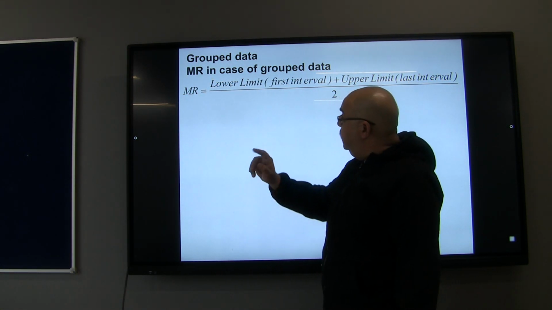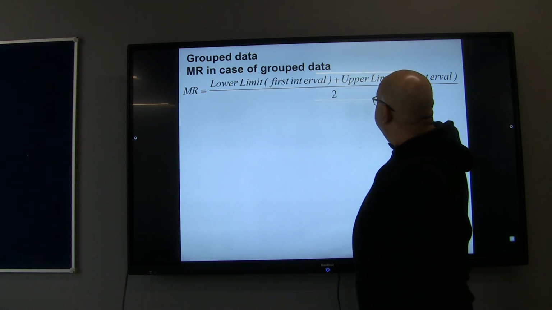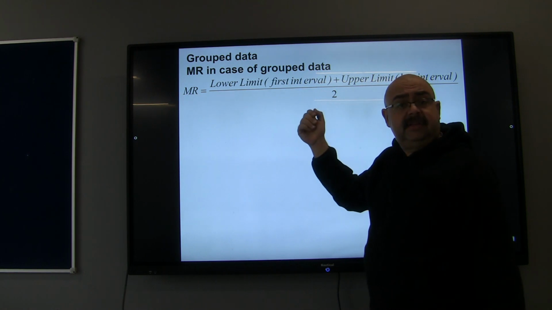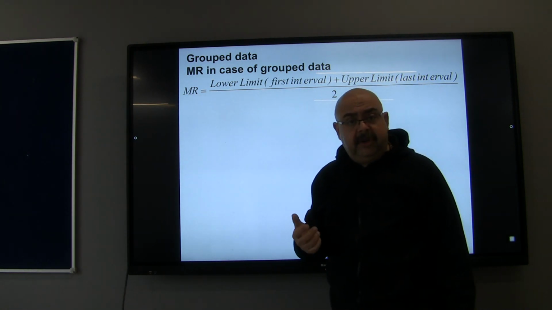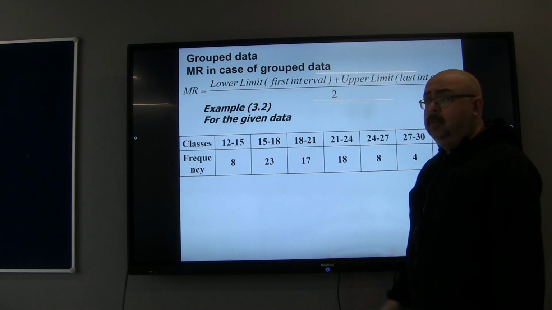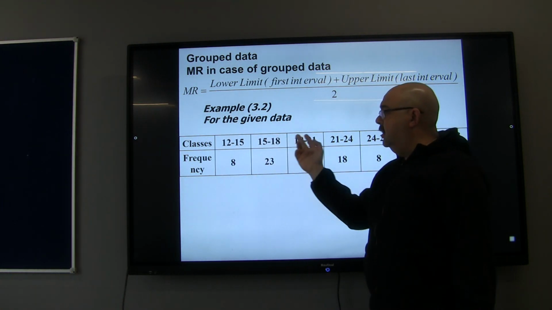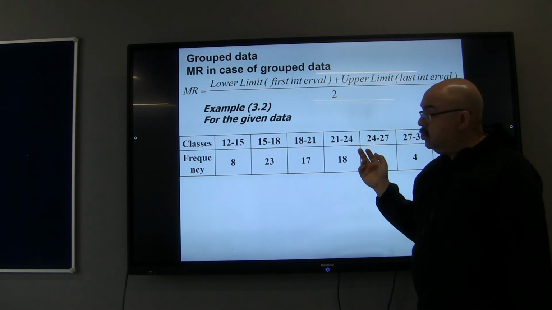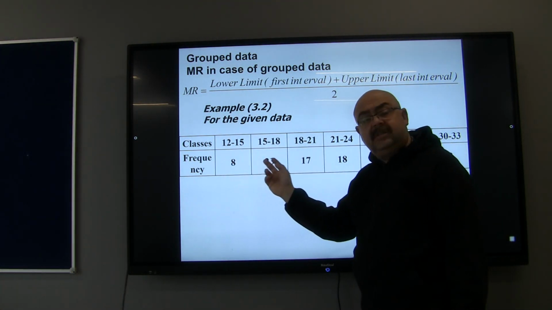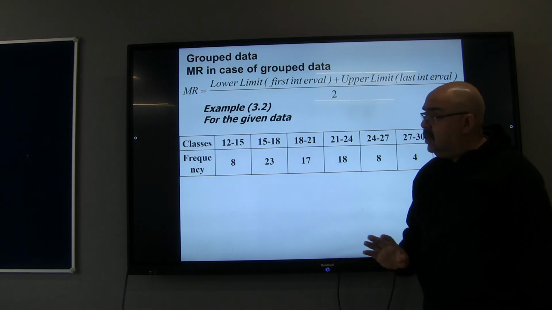We will get first the lower limit of the first interval plus the upper limit of the last interval, getting their sum and divide by 2. This way we can evaluate mid-range very, very easily. If you see this example, which is an example of a frequency distribution of certain data on the first row, then against the frequencies on the second row. If I want to identify the mid-range, it's very, very simple.